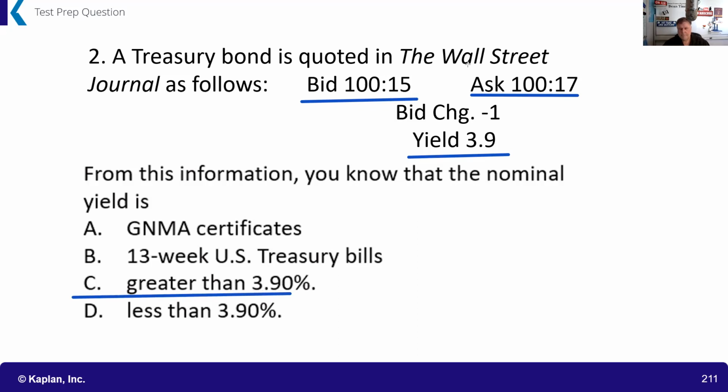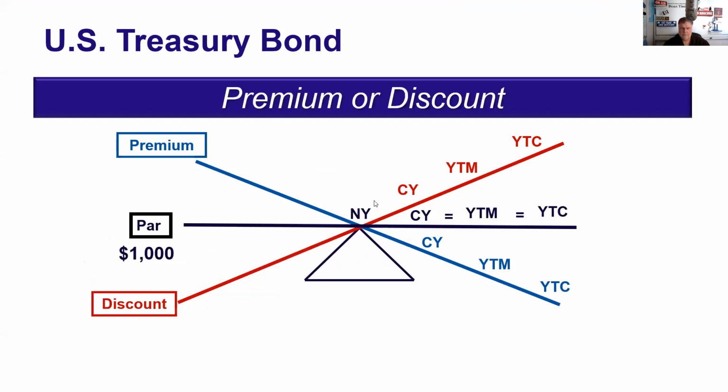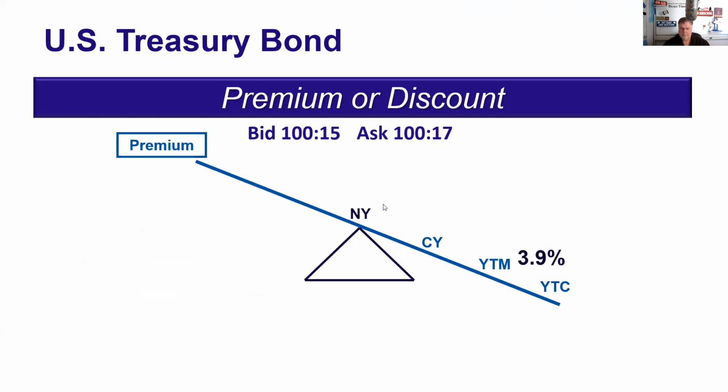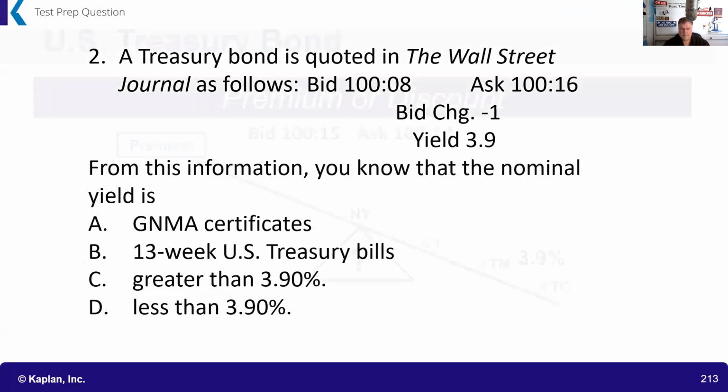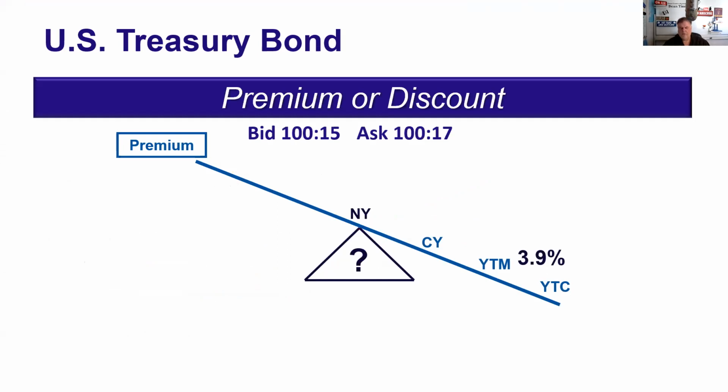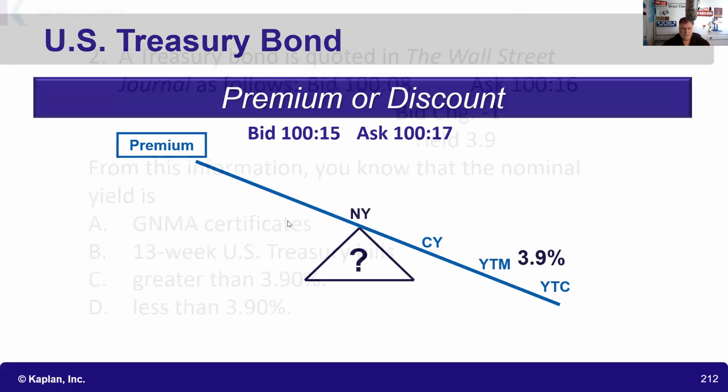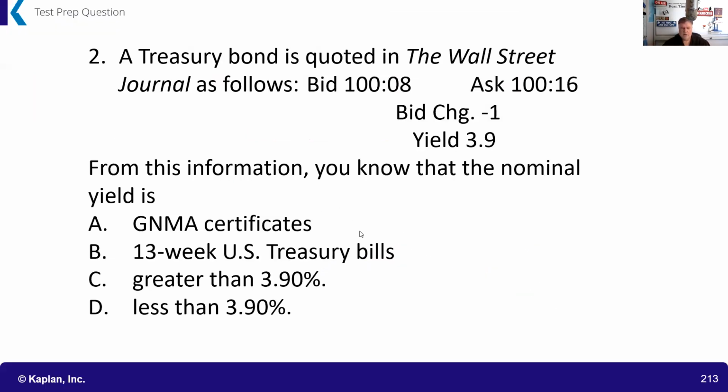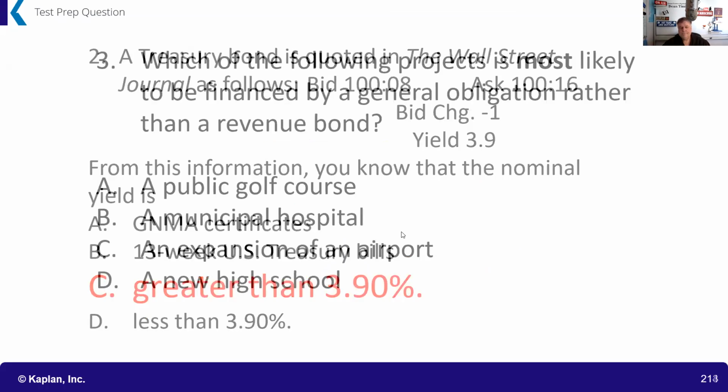Let me just clean this up. So there is our bonds, our teeter-totter again. There's our bid and our ask. There is the 3.9. People buy bonds based on the yield to maturity, and this would be a bond at greater than. P.S. I don't like that it has yield to call, because you should know that treasury notes and treasury bonds are not callable. Again, I'm sharing with you Kaplan questions. This isn't a Dean question, but you should definitely know that treasury bonds and treasury notes are not callable. We're just trying to show you how the teeter-totter is helpful.